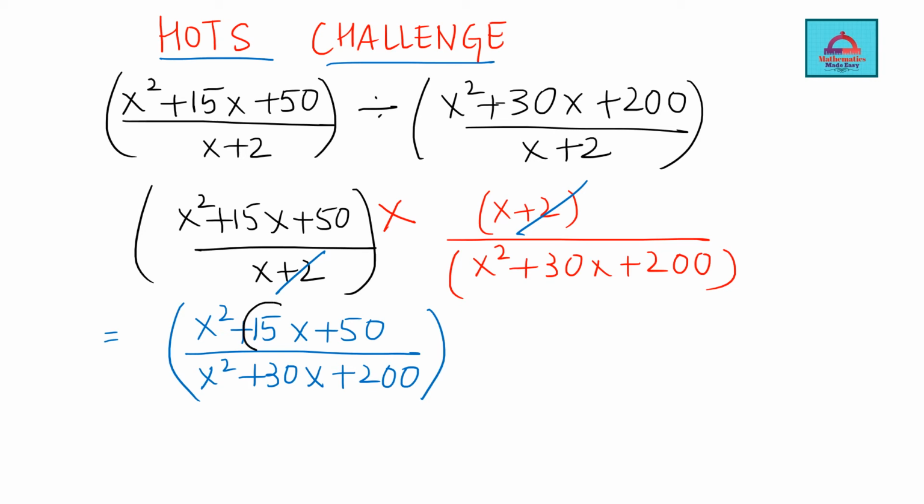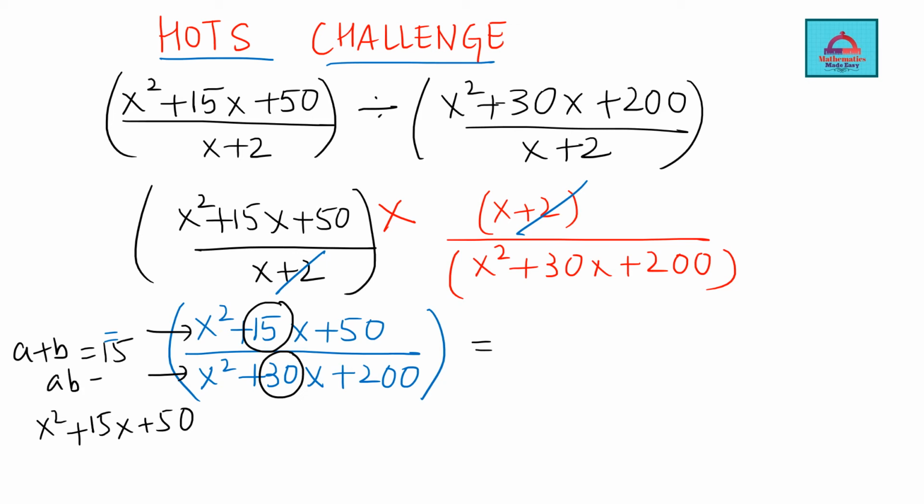Okay, so we need the middle term. We need to now factor the numerator and denominator. So what are going to be the factors? Let's do it a little bit here. So I need two numbers a and b such that the sum is 15 and the product is 50. So it's an easy one. Two numbers which when multiplied give you 50 and which when added give you 15 are 5 and 10. So I can directly write this as x plus 5, x plus 10. Now you are comfortable with middle term splitting.